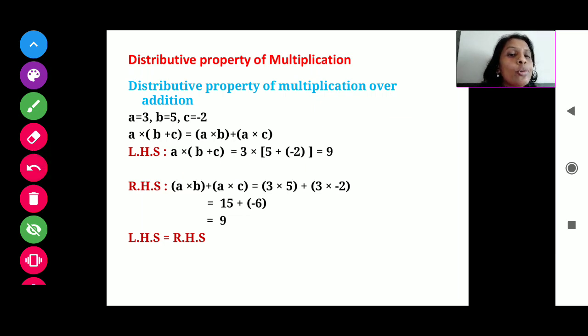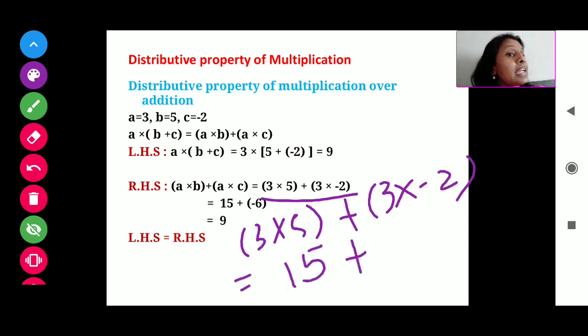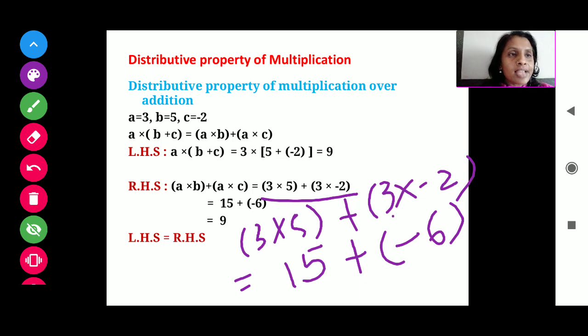It is A into B plus A into C. So it is like this: 3 into 5 plus 3 into minus 2. Now 3 into 5 will be 15, plus here it is a negative sign and this is a positive sign. So our answer will have a negative sign because one is positive and one is negative, so an odd number of negative signs. So 15 plus minus 6 will be 9. So you can see that the right hand side is equal to the left hand side.